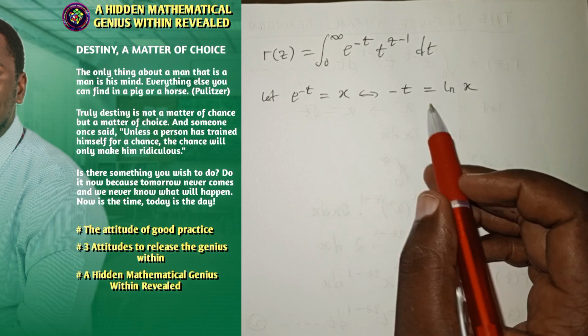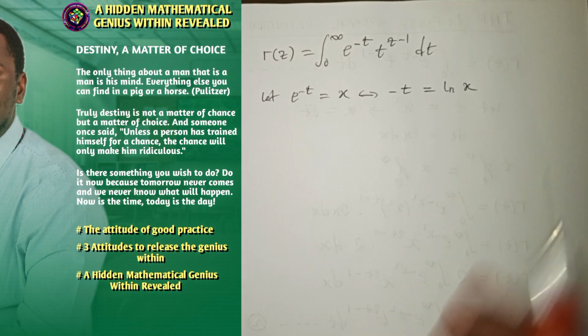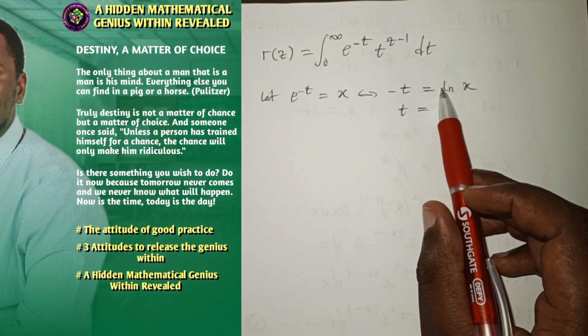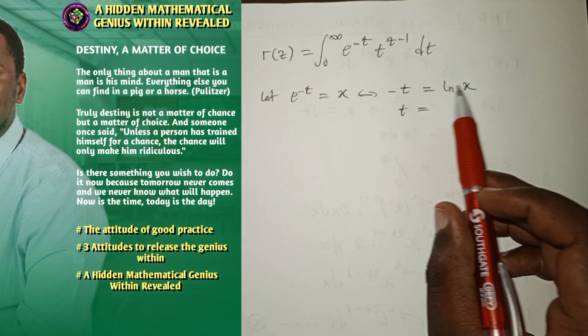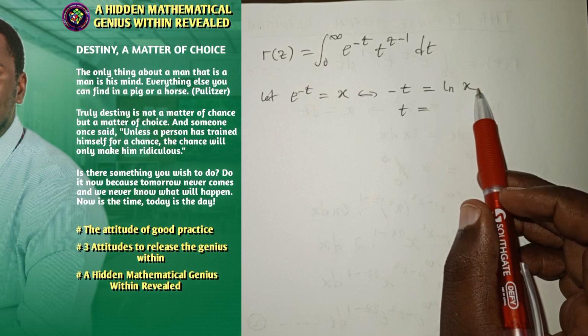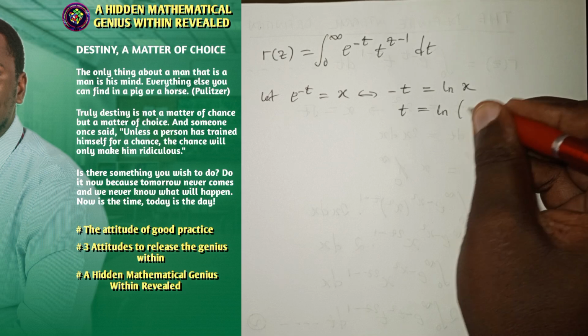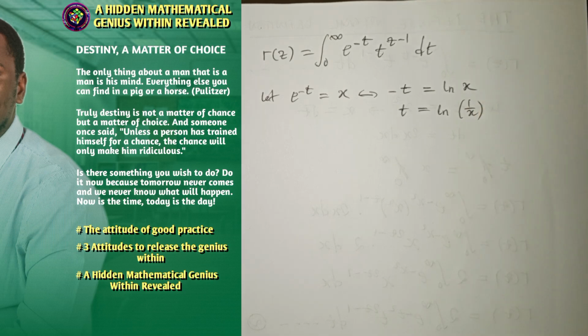Okay, then to remain with just t, we are going to divide the minus throughout. So when you divide the minus here, you are going to get t is equal to, when you introduce a minus here, we're going to reciprocate this x. So we are going to have natural log of 1 over x. Okay, then we can find dt, because we need also to substitute for dt.